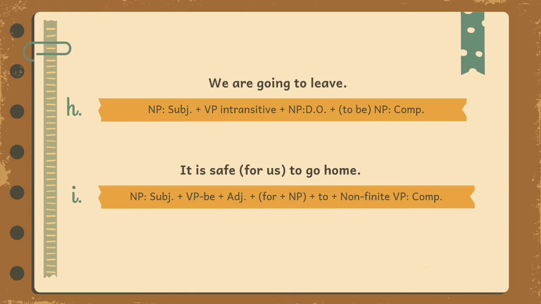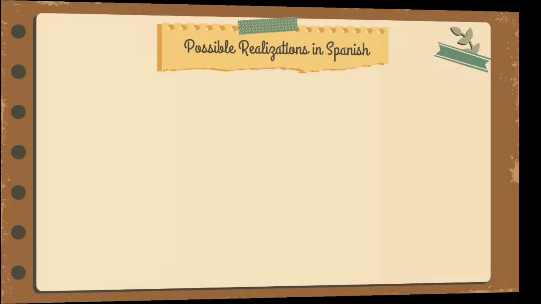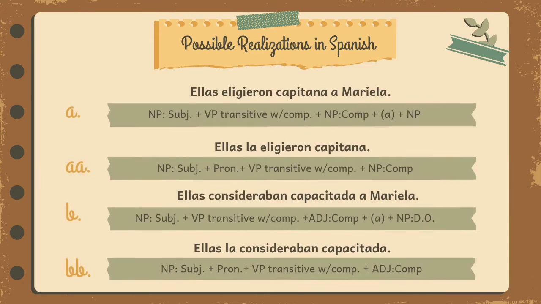Noun phrase as subject, verb phrase intransitive, noun phrase as a direct object, optional to be, and a noun phrase as a complement. I. It is safe for us to go home. Noun phrase as subject, verb phrase with be, adjective, optional for, plus noun phrase, plus to, plus non-finite verb phrase as a complement. Now we will look at the possible realizations of this pattern in Spanish.